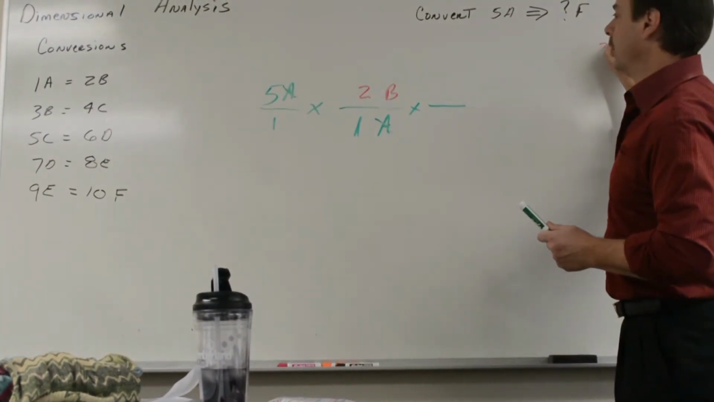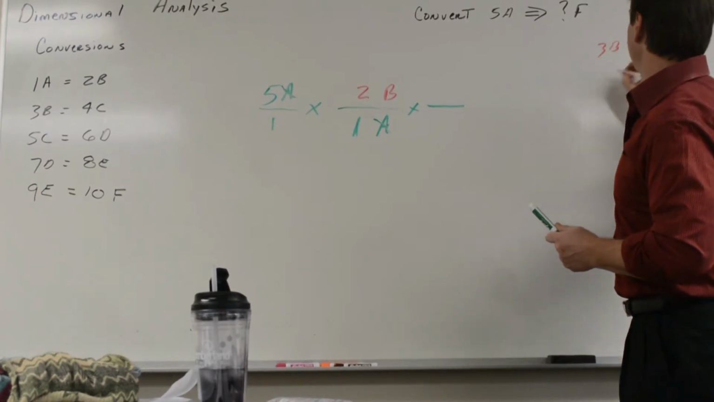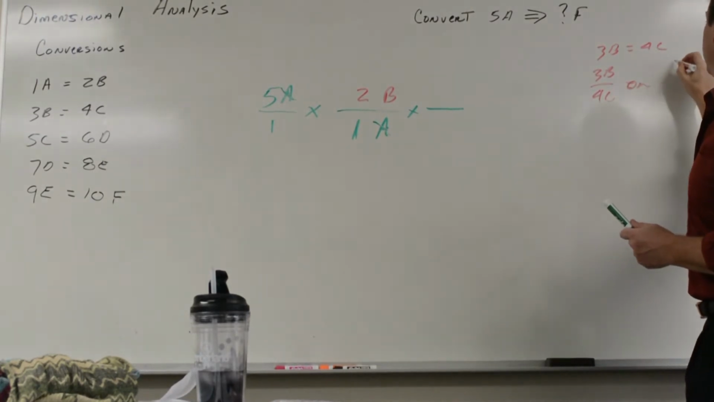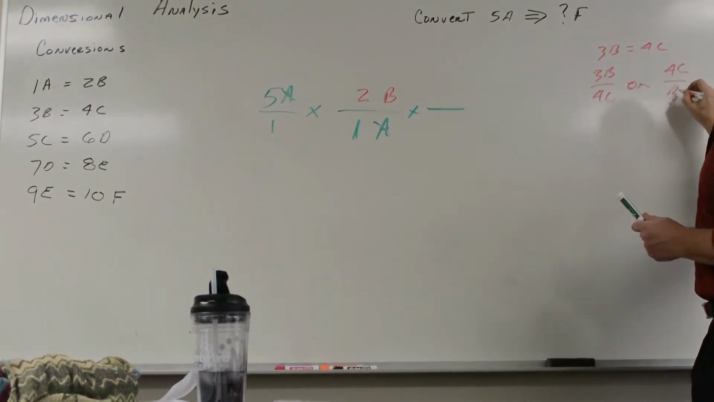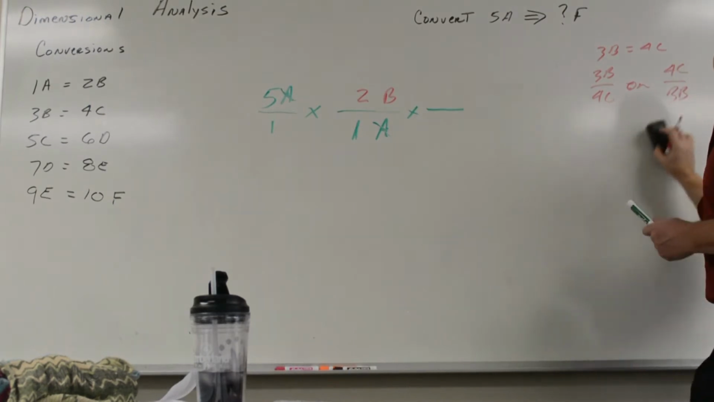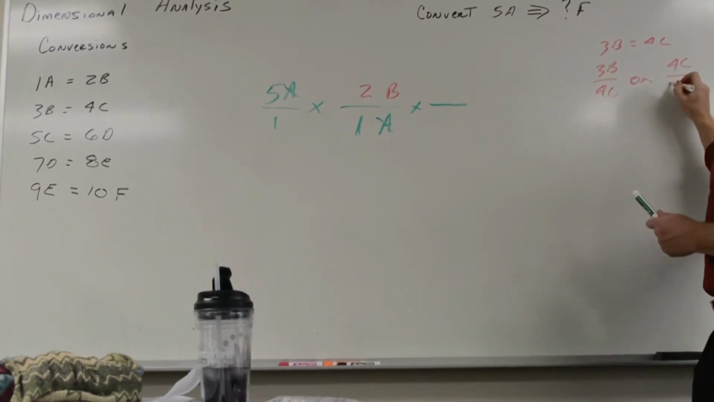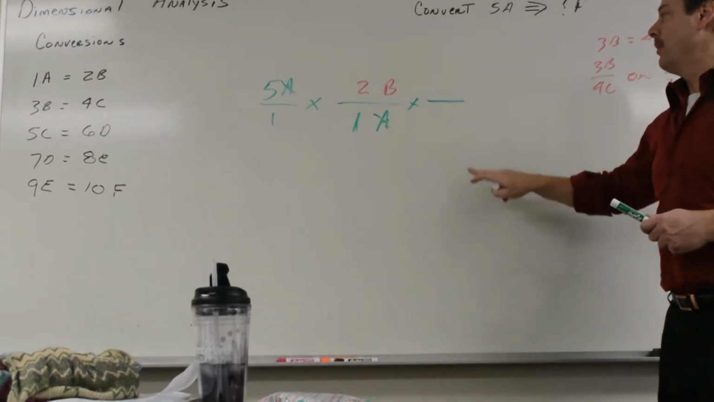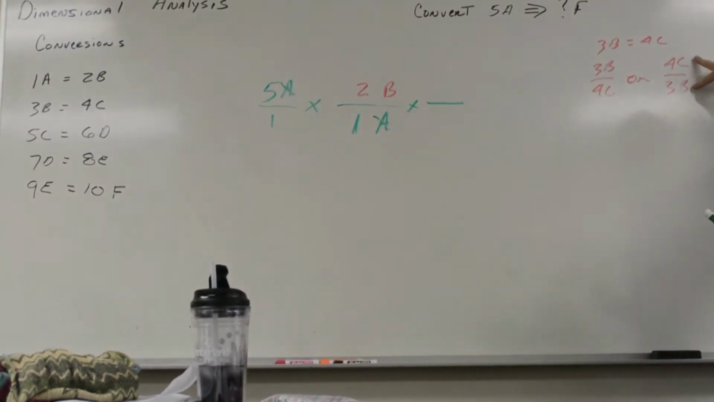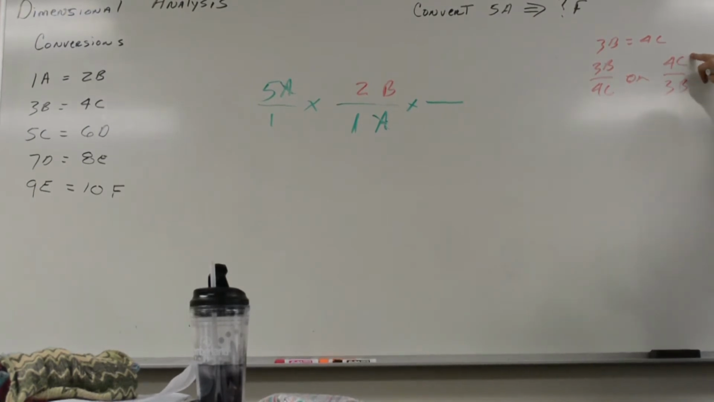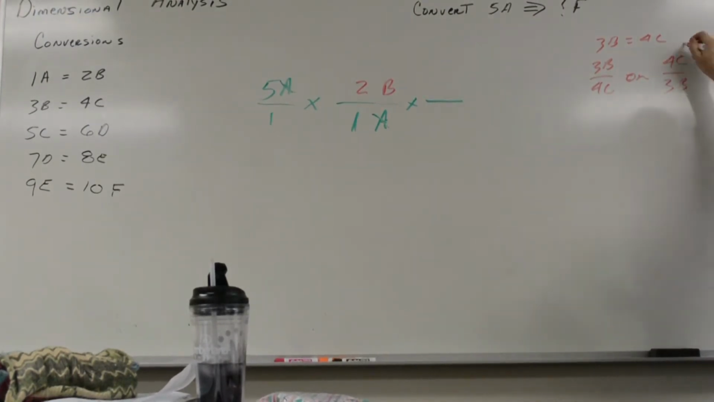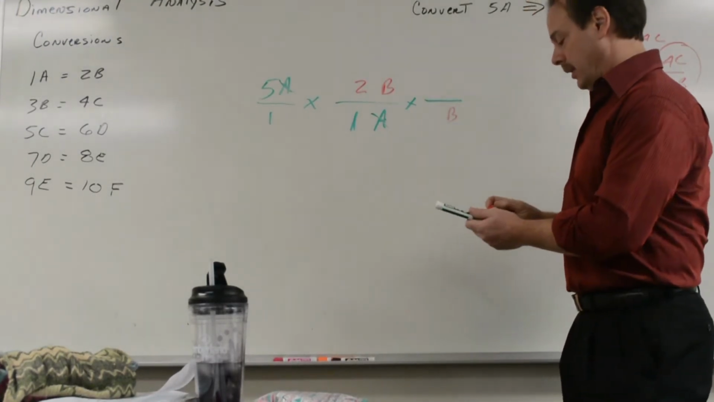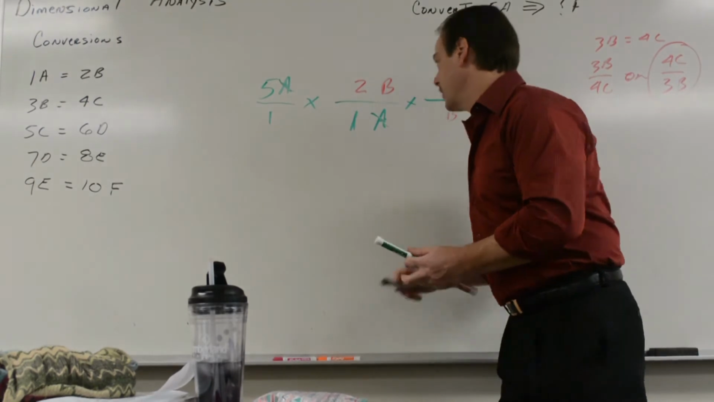So I've got 3B equals 4C. I could write that ratio like this, or I could write it like this. Okay, since I have my B units in the numerator, I want my B units in the denominator in this ratio, so I'm going to use this ratio because it has the C units in the numerator and the B units in the denominator. So this is what I'm going to use. So B goes in the denominator, and I'm going to put C in the numerator.